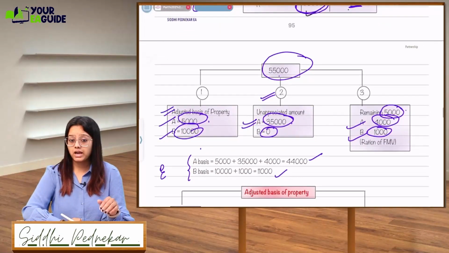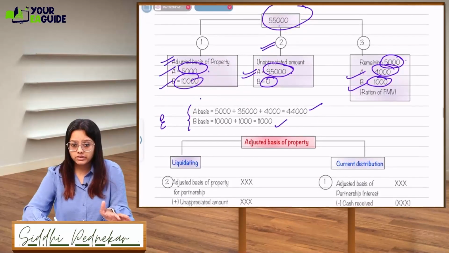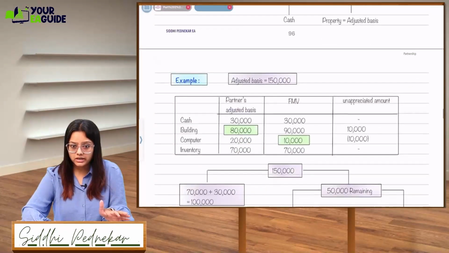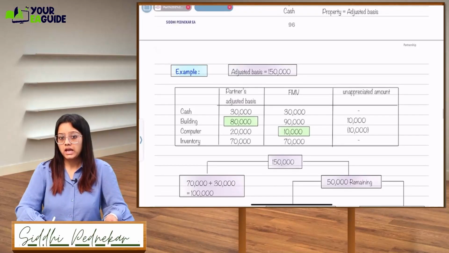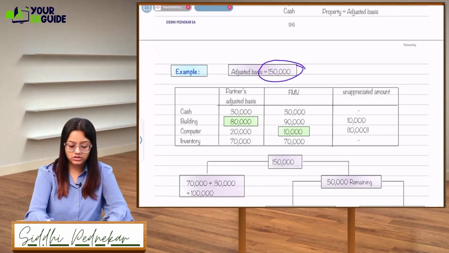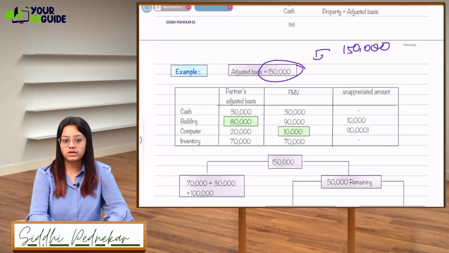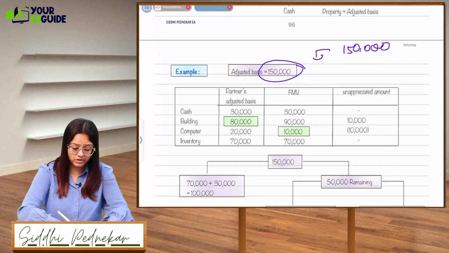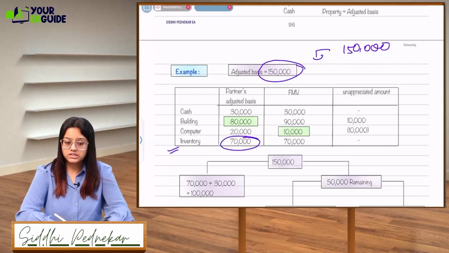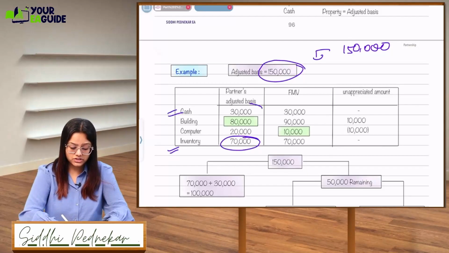Okay, so this was the one example which we took, but along with the adjusted basis, if we have a cash value also, I think there is one example based on that. Let me check. Yeah, here it is. See, if the adjusted basis is $1,50,000, now you have to allocate this $1,50,000 first amongst unrealized receivable and unrealized inventory. Here you can see inventory is $70,000. Straight away take the $70,000. Cash, straight away take the $30,000.